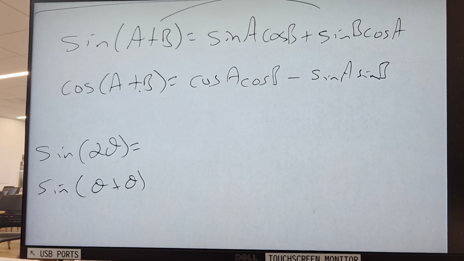So what would I do? A goes here, B goes there. Yes? What's going to go in both places now? Do it. Just put a theta everywhere. Just put it all over the place.